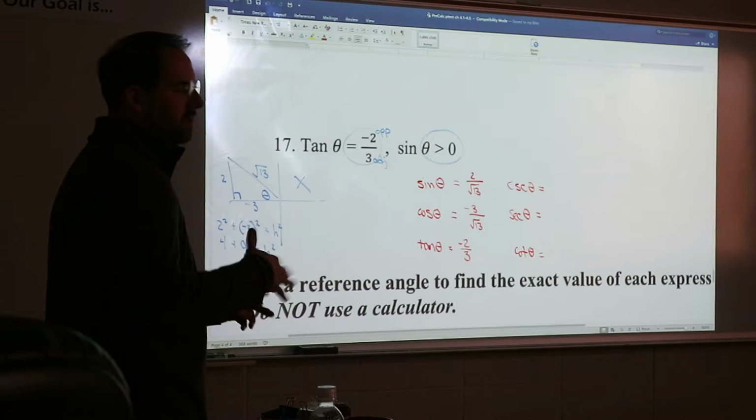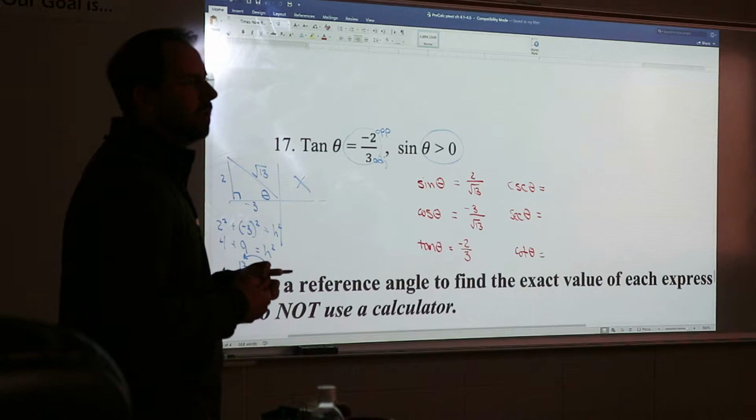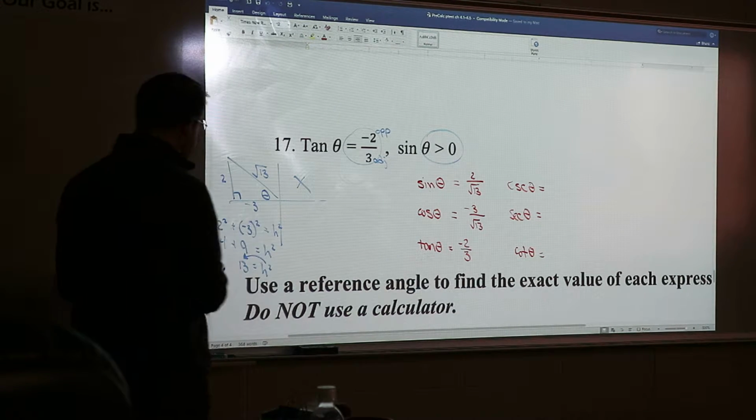The big thing I'm checking for is, do you have the right numbers in the right spots? And do you have the right positive or negative sign on them? Since you're in the second quadrant, you know, sine should be the positive one. Okay, questions?